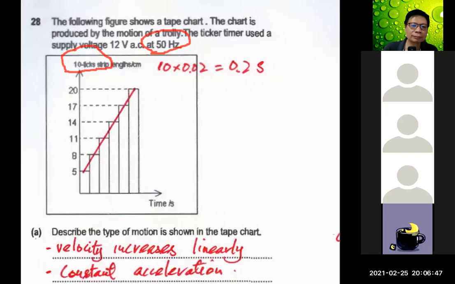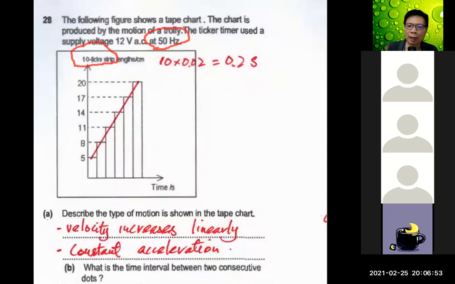Okay, next one. What is the time between 2 consecutive dots? One dot to the next dot. So what is the time? What is the time? Okay, come, I call him now.